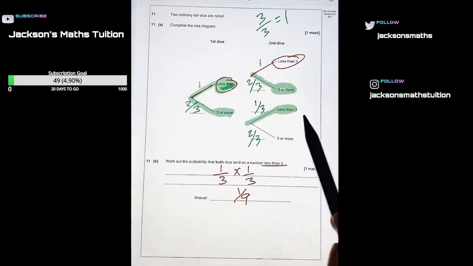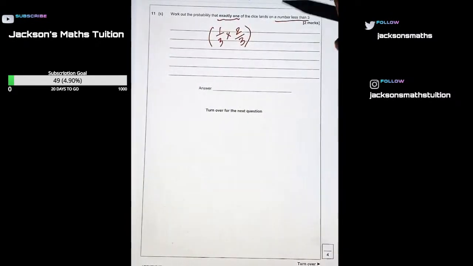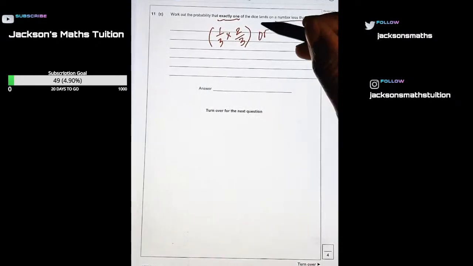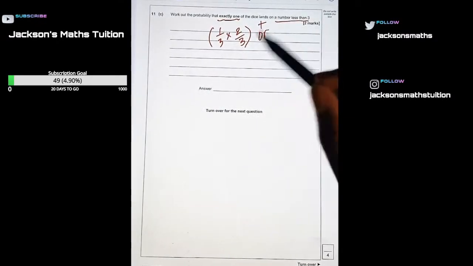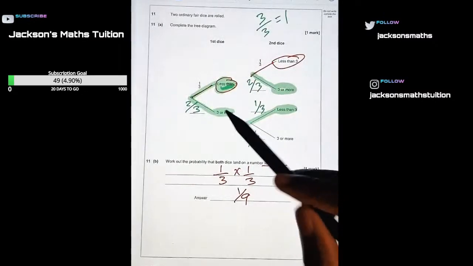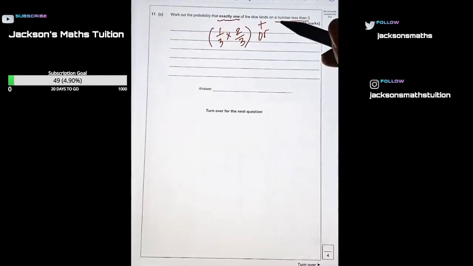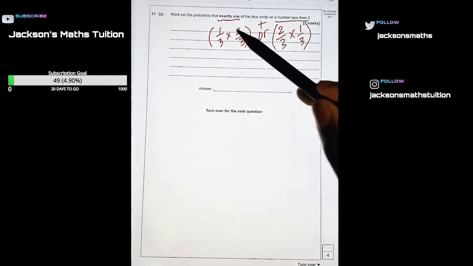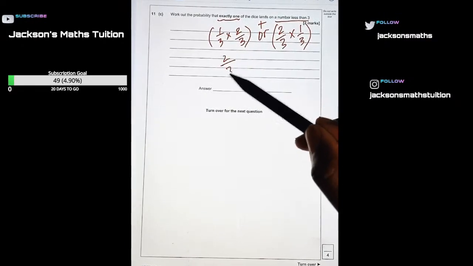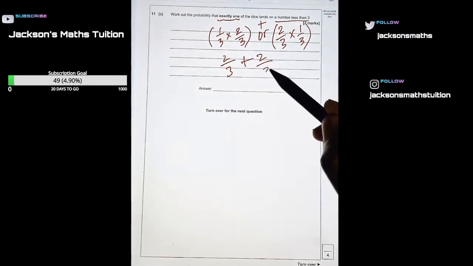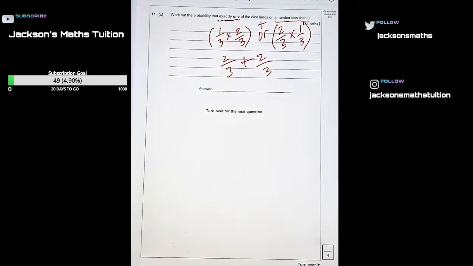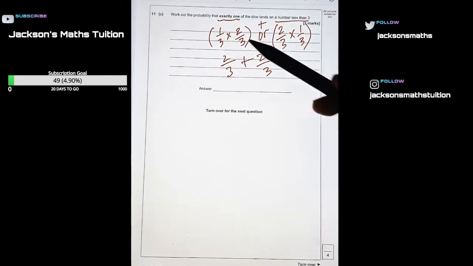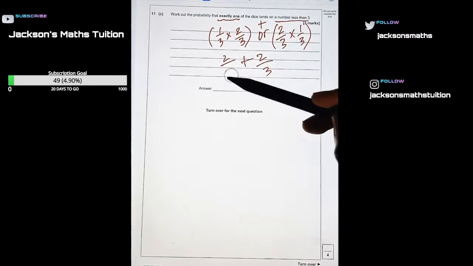And because we have two possible options here, this is where your "or" comes in. Okay, and in this case, you're going to be adding. So it could be this one or the one at the bottom, 2/3 and 1/3. So this is 2/3 plus 2/3, and that gives us 4 over... no, not 3, 9 at the bottom.